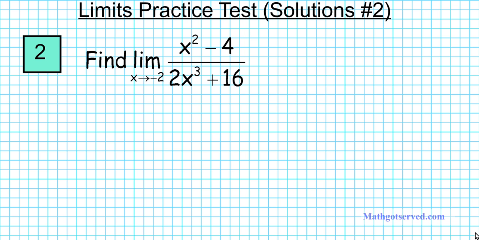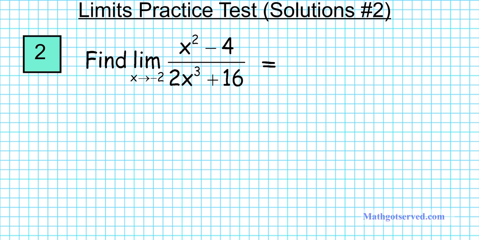All right, let's take a look at the solution to question number 2. So we have to find the limit as x approaches negative 2 of (x squared minus 4) over (2x to the third plus 16). If you plug in negative 2 first, let's see what happens.